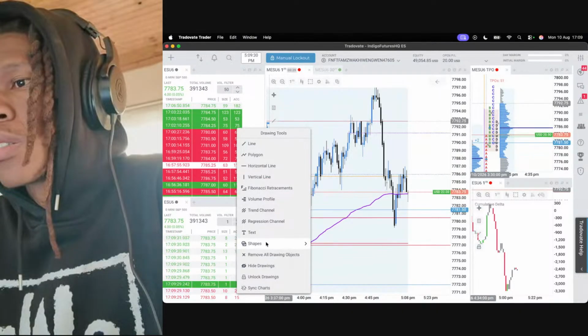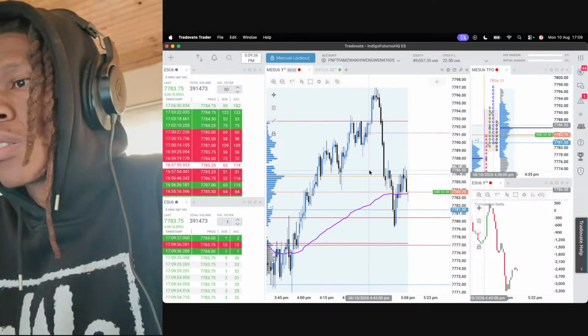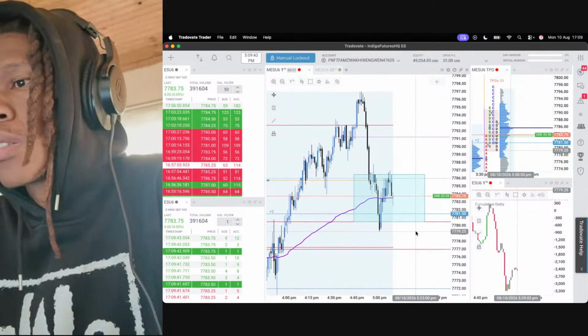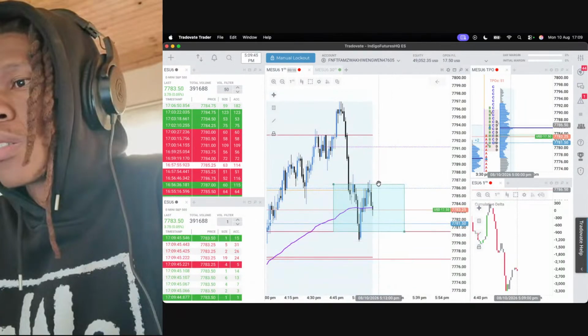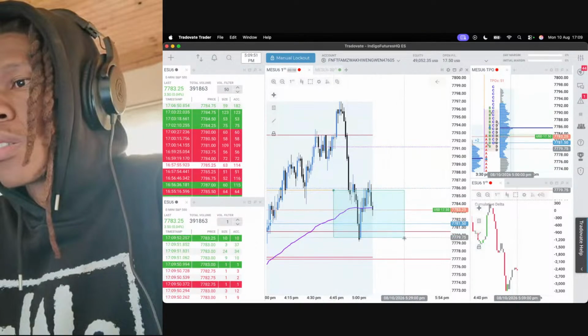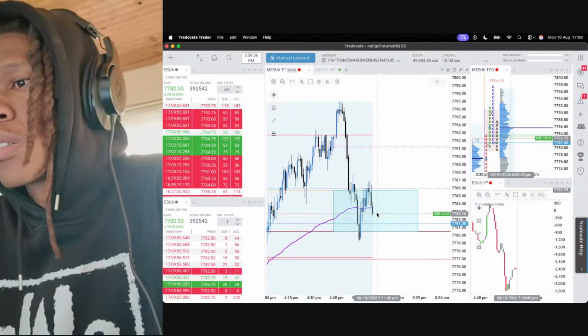Let me throw on a rectangle. So this area, we need to trade above this for us to be fine. We need to get out of this. This is our danger zone.